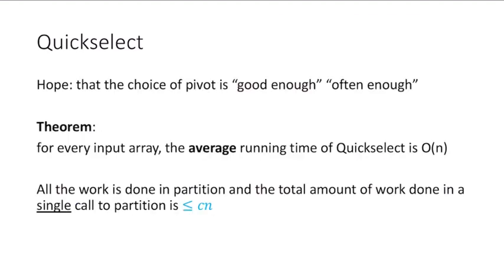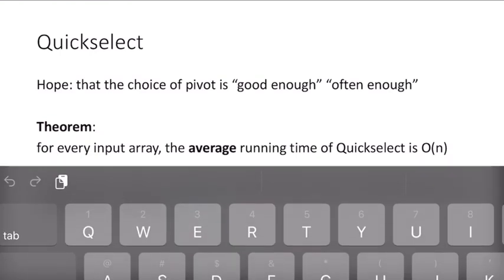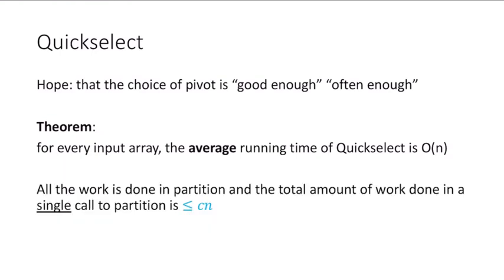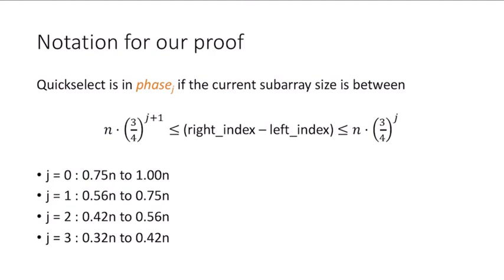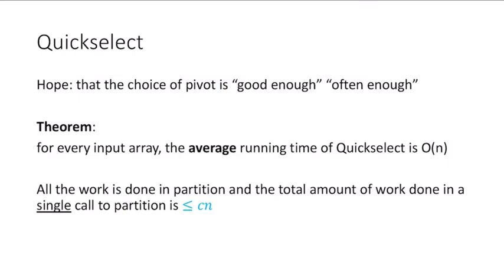Okay, so we know that all the work is done in partition, and the total amount of work done in a single call to partition is some constant times n. It's a linear amount of work. So that's the information we have at our disposal to begin with. Let's add some notation so that we can talk a little more, because each time we call partition, we're giving it a different amount of work. Let's add some notation that tells us what n is at any given call.